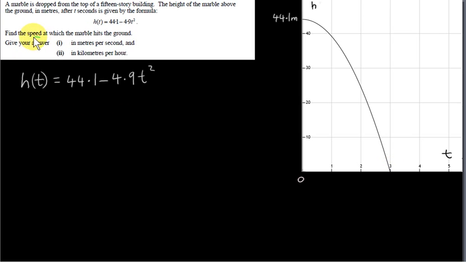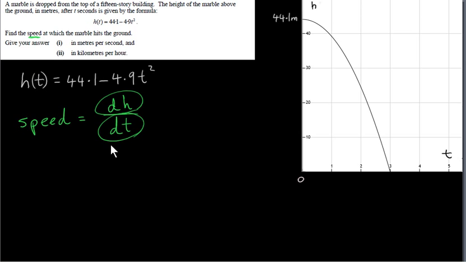Now we are interested in the speed at which the marble hits the ground. The speed is the rate of change of distance traveled with respect to time. It's the distance traveled dh divided by the time taken dt. So h is the distance traveled here. Speed is always distance over time. Average speed, as you might know, is distance traveled divided by time taken. The dh refers to an infinitesimal amount of distance. dt is that infinitesimal amount of time taken to cover the distance dh.